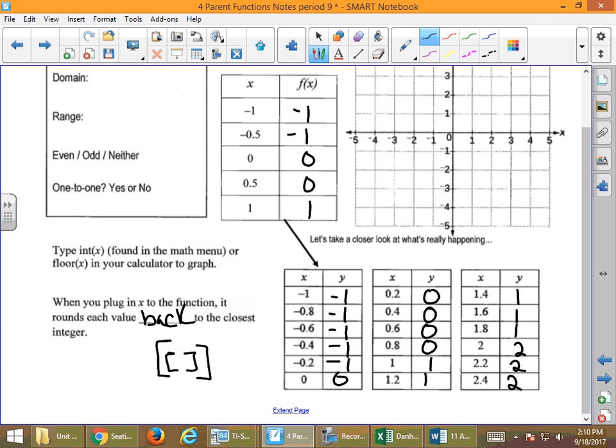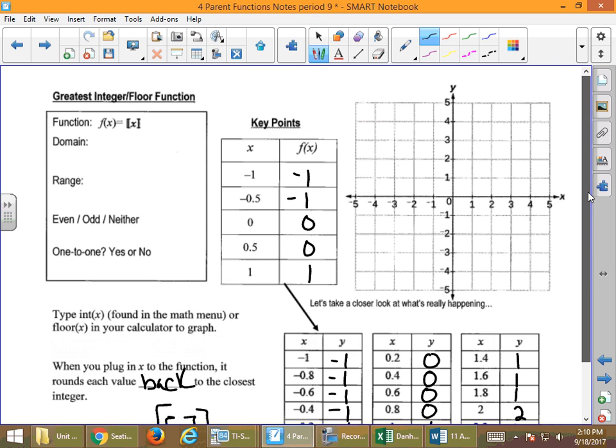The greatest integer of 0.2 is 0. The greatest integer of 0.4 is 0. It's the first integer that is not bigger than what you're putting in. So you're not rounding it, because if you get to 0.8, you're not going up to 1. You're going to the first integer that's not bigger than 0.8, which is 0. If you go to 1, that's bigger than that.